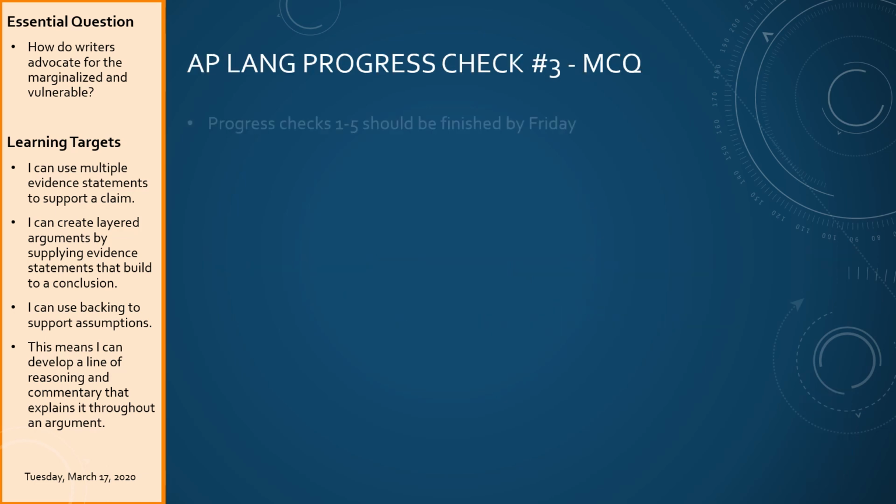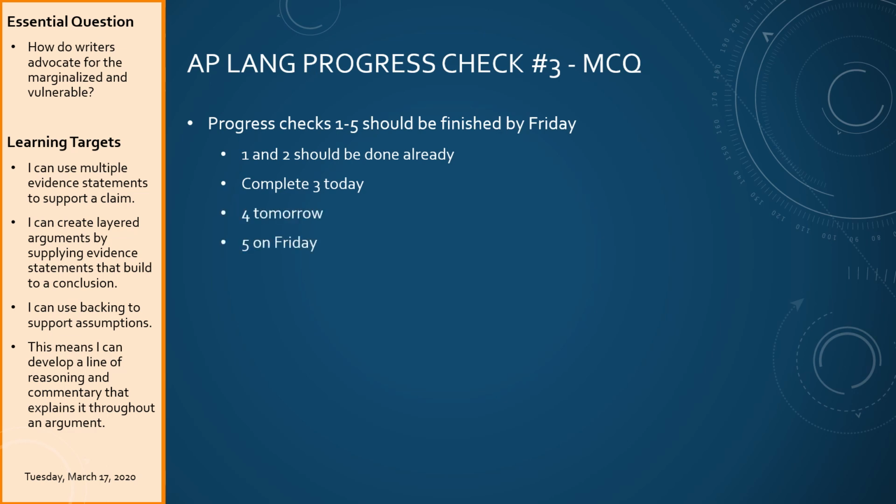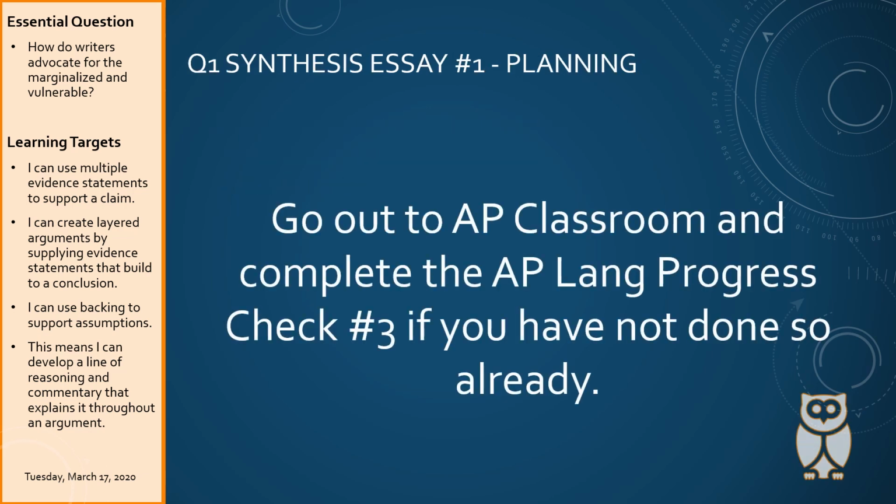All right, lastly, progress checks 1 through 5 do still need to be finished by Friday. 1 and 2 should be done already. They were assigned a long time ago, and if you haven't done those yet, boy, you are behind. Go ahead and complete progress check number 3 today, and you can guess where this is going from here. You'll complete 4 tomorrow, 5 on Friday. Again, that is if you haven't done these already. So at this time, go ahead and head out to the AP Classroom page and complete your AP Lang progress check number 3 if you have not done so already.